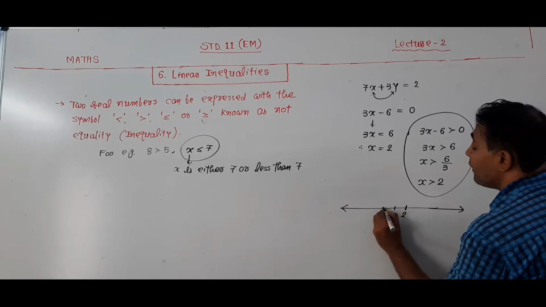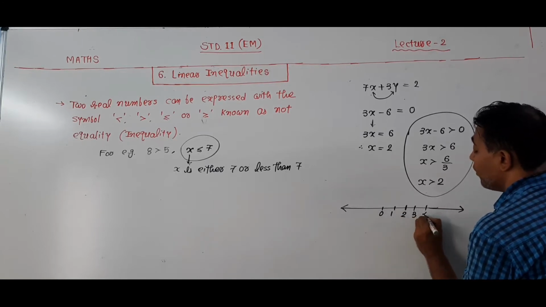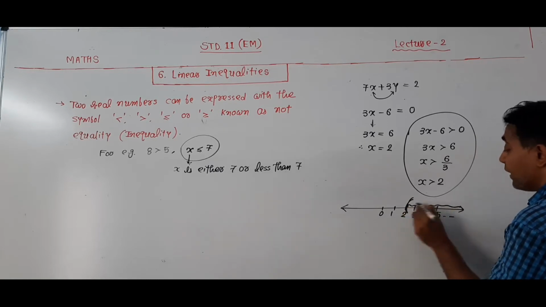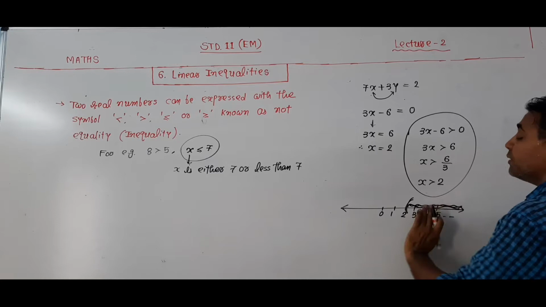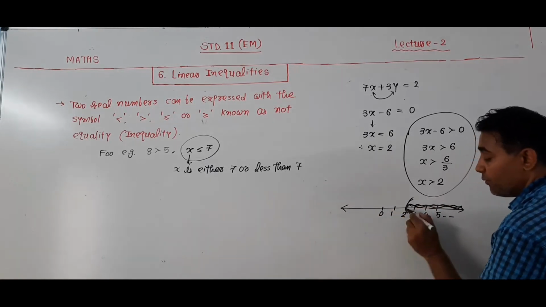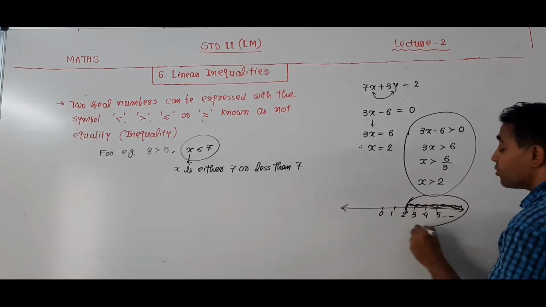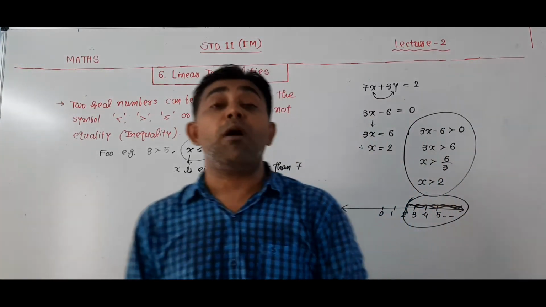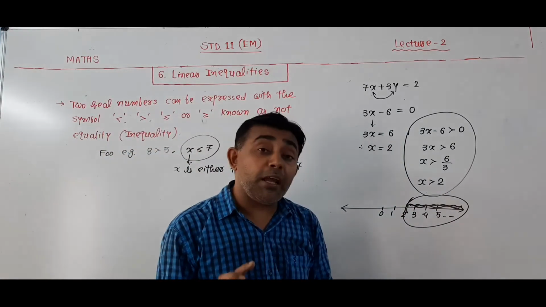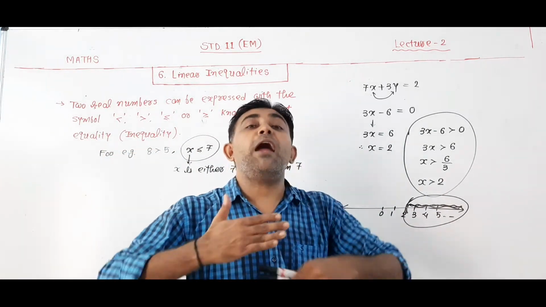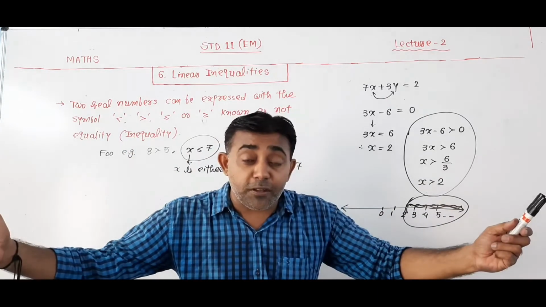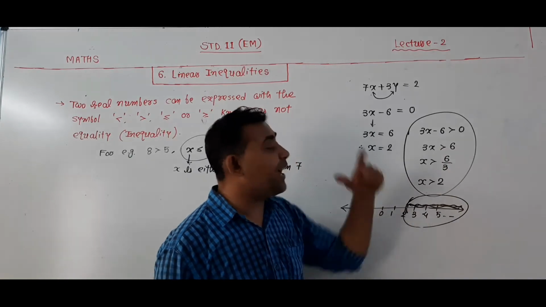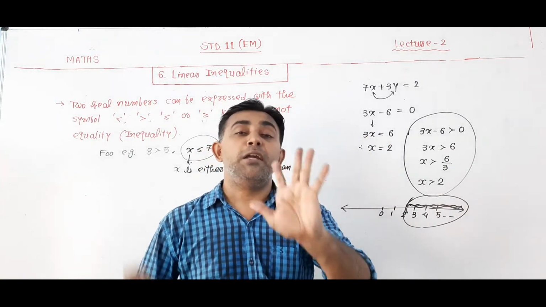Here is 1, here is 0, you know about that. There is 3, 4, 5 and so on. Greater than 2 means all the portion greater than 2. These values are less than 2. These values are greater. So this is our solution. It means that when we solve a linear inequality, we don't get any fixed solution. We get infinitely many solutions. It means we have a solution set when we solve a linear inequality.